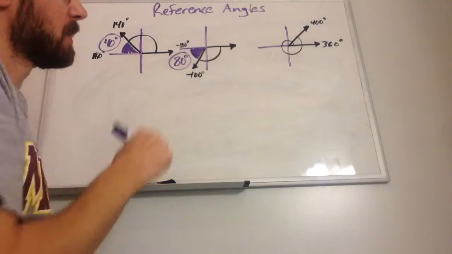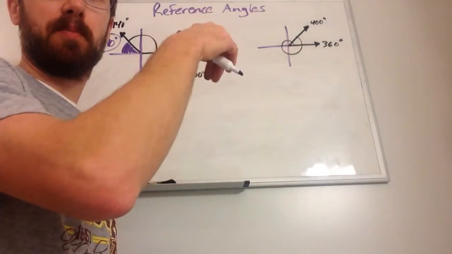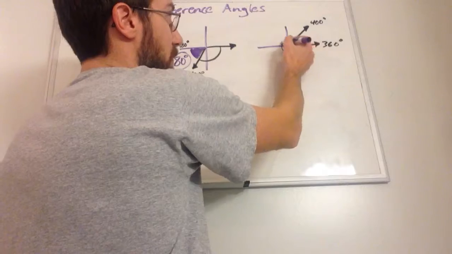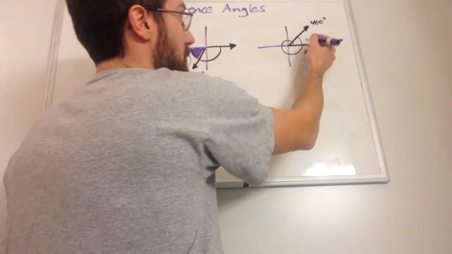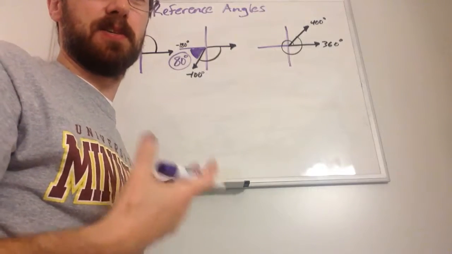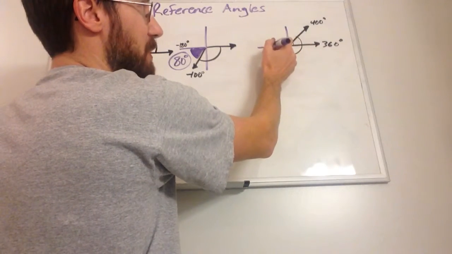Then for our last one, now we went all the way around plus a little bit. We've got a 400-degree angle. So it went a full 360 plus up to here. Now our reference angle, one thing students tend to do with this is they try to go how far is it to the x-axis over here.